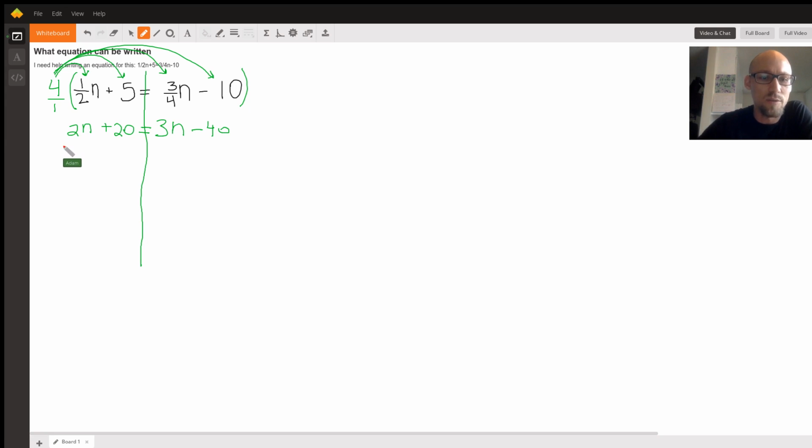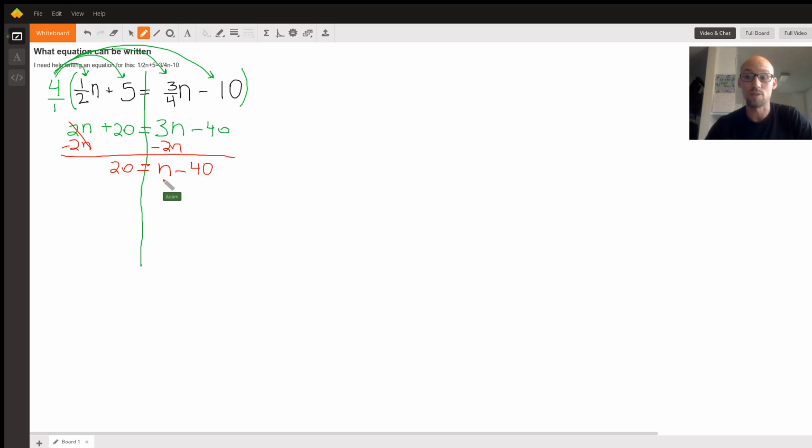In order to move it, I need to do the opposite of 2n, which is negative 2n. And if I'm going to do it on the left, I better do it on the right so everything stays balanced. Boom, that cancels because 2n minus 2n is 0. I'm going to bring down my 20. 3n minus 2n, it's like 3 apples minus 2 apples is 1 apple. So that's just 1n. You don't have to write the 1. You can, whatever blows your hair back. But this negative 40 needs to come down because we haven't dealt with that thing properly just yet.